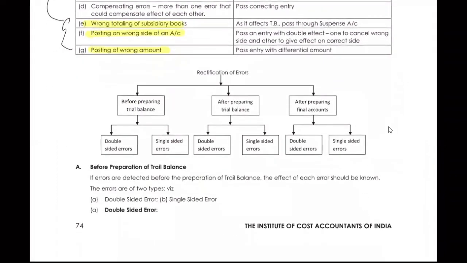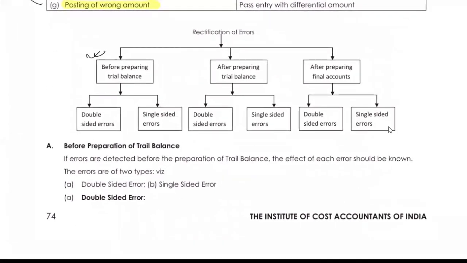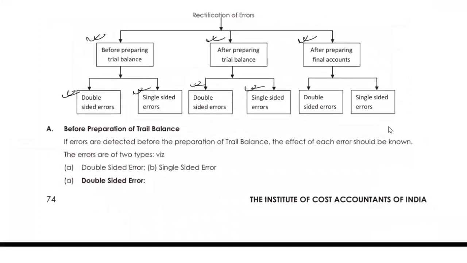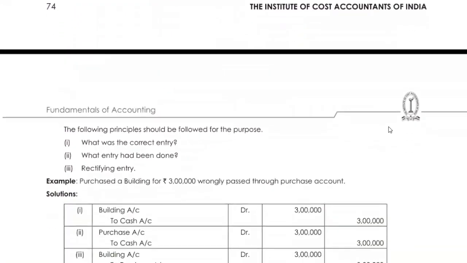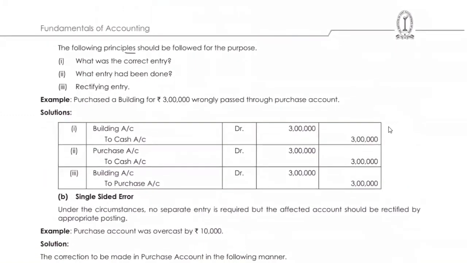Now see, rectification of errors can be at three stages: before trial balance, after trial balance, and after preparation of final accounts. In both cases, there might be double-sided errors or single-sided errors. One by one, we'll go through each example and understand. Before preparation of trial balance, double-sided or single-sided. The following principle should be followed: what was the correct entry, what entry had been done, what is the rectifying entry?